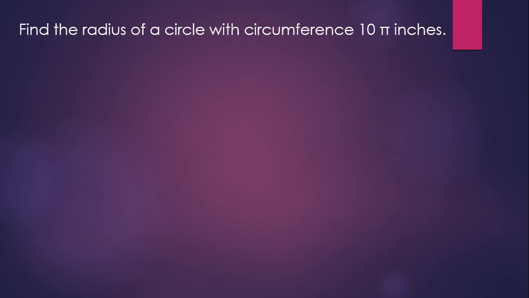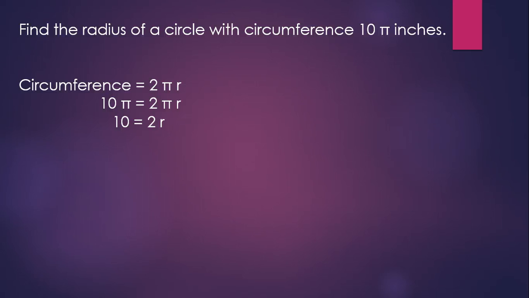Find the radius of a circle with circumference 10 pi inches. We know that the circumference of a circle is 2 pi times the radius. And we know that the circumference of this circle is 10 pi. So 10 pi has to equal 2 pi times the radius. If we divide both sides of the equation by pi, and then divide both sides by 2, we'll get that the radius is 5 inches.